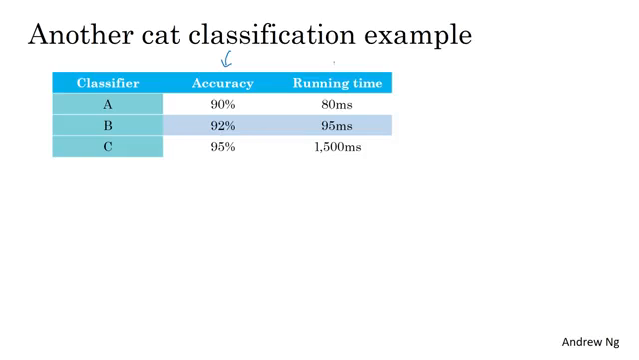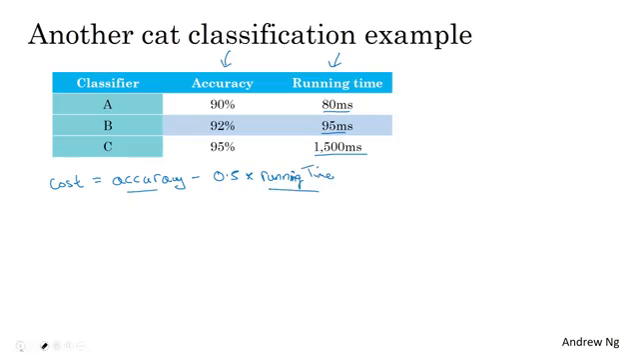But let's say that in addition to accuracy, you also care about the running time, so how long it takes to classify an image. Classifier A takes 80 milliseconds, B takes 95 milliseconds, and C takes 1,500 milliseconds. That's 1.5 seconds to classify an image. So one thing you could do is combine accuracy and running time into an overall evaluation metric, into the cost, such as maybe the overall cost is accuracy minus 0.5 times running time. But maybe it seems a bit artificial to combine accuracy and running time using a formula like this, a linear weighted sum of these two things.